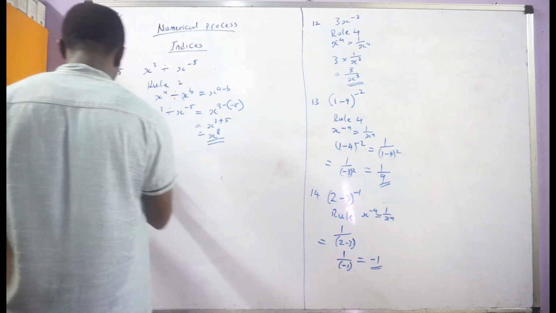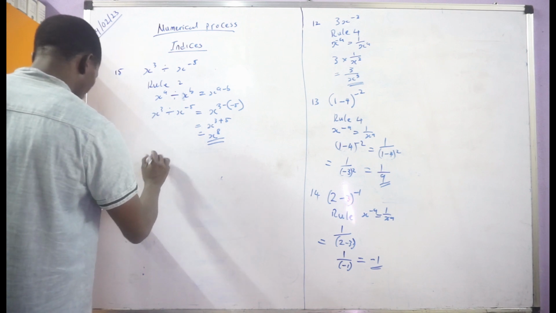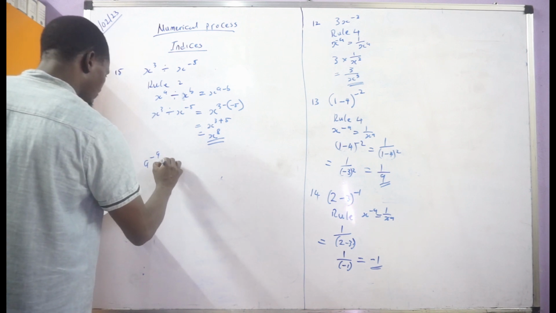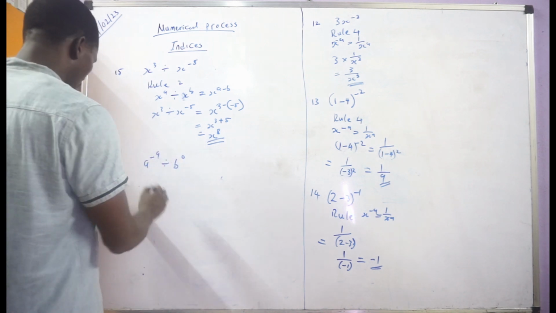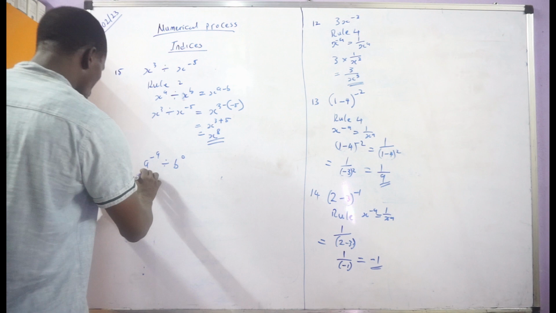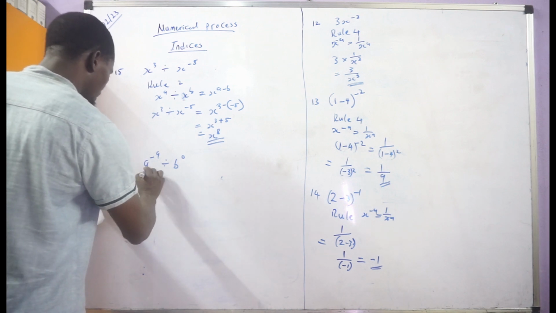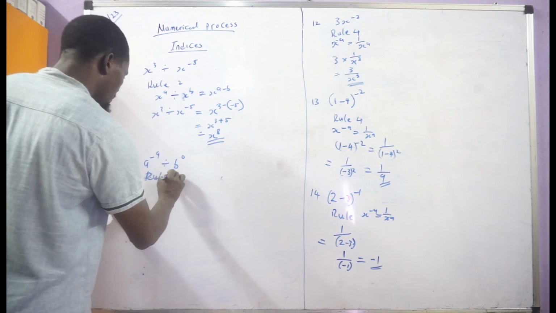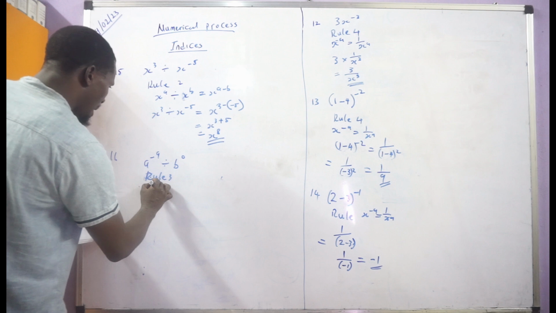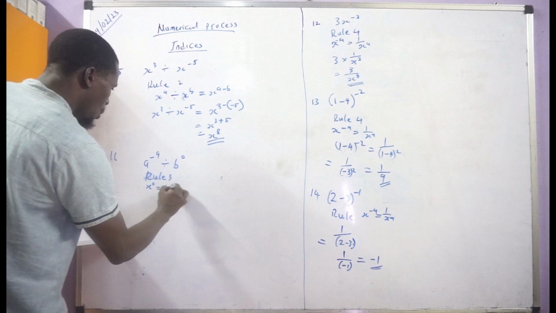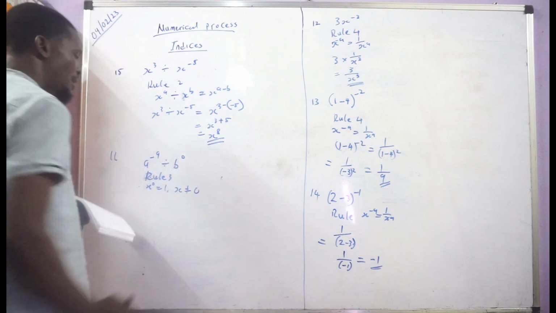Let's go to number 16. Number 16 is a raised to power minus 9 divided by b raised to power 0. So we use rule 3, which is anything raised to power 0. Let me write it very well. Rule 3, which is x raised to power 0 equals 1, provided that x is not equal to 0.